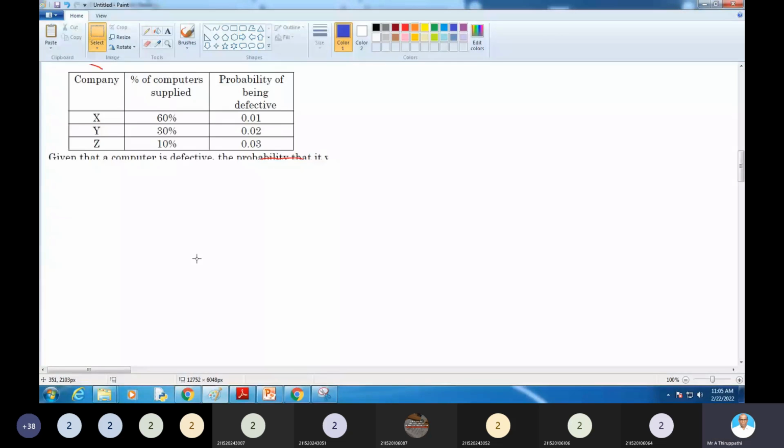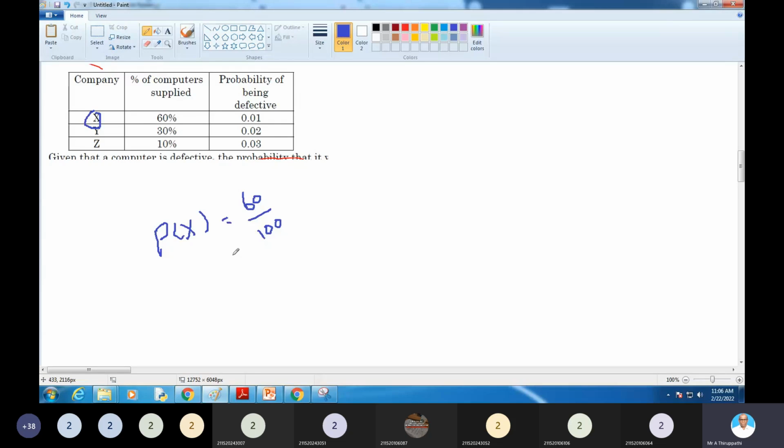Now solve the problems. Here, this is the X computer. So P of X, the probability of X, is equal to 60%. That is 60 by 100. Here we have problems to solve without using a calculator, only simplification.